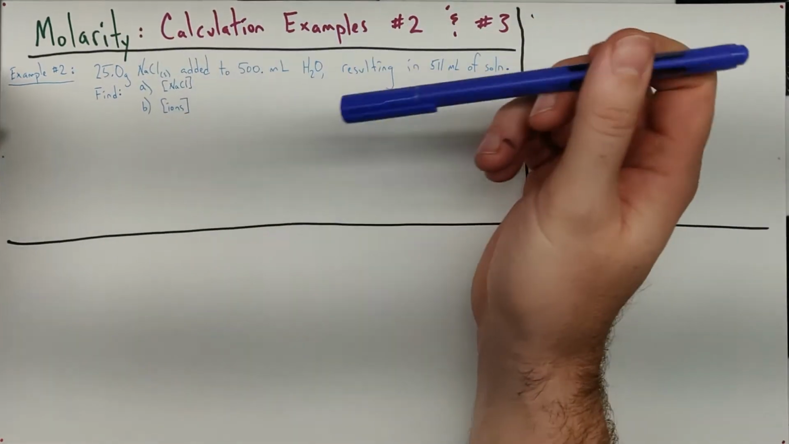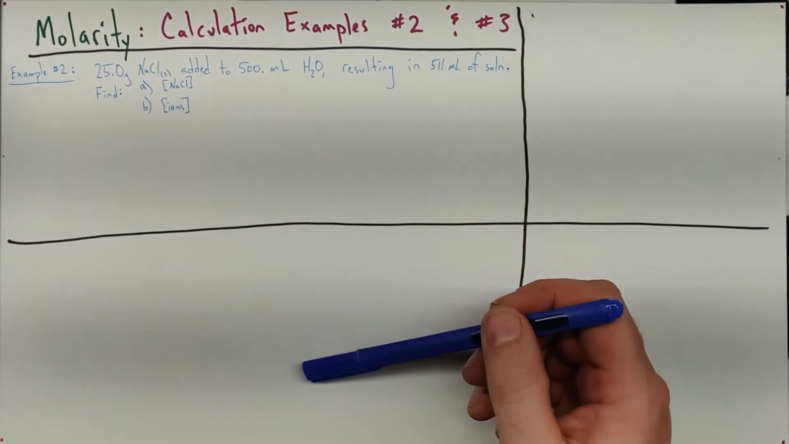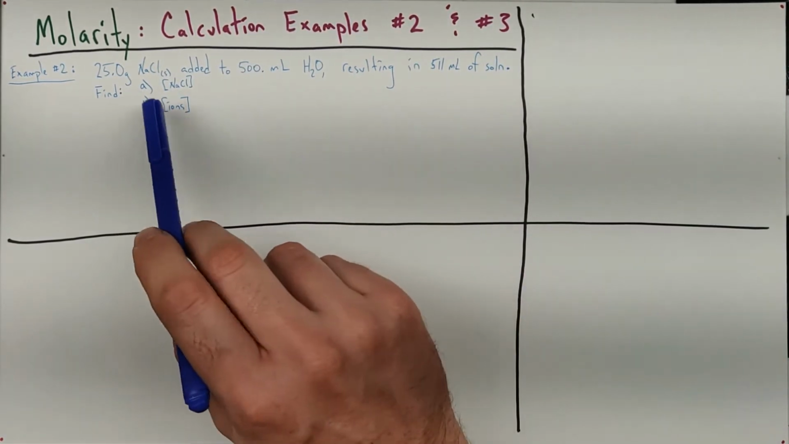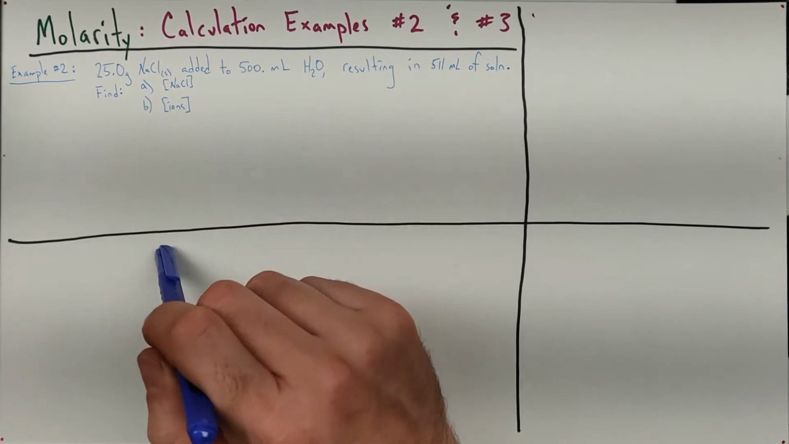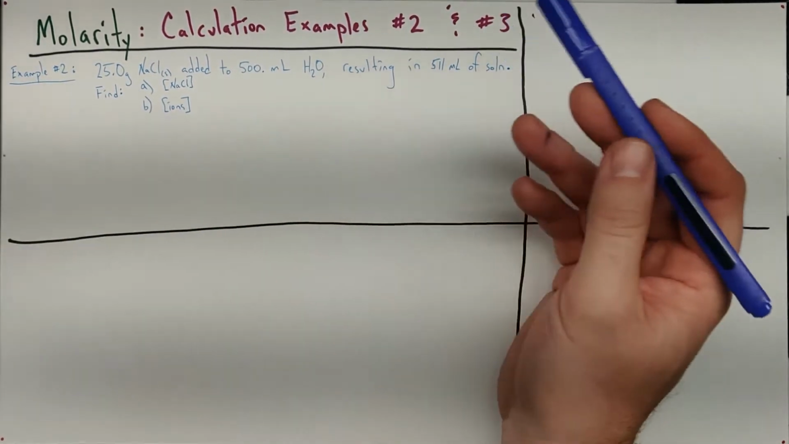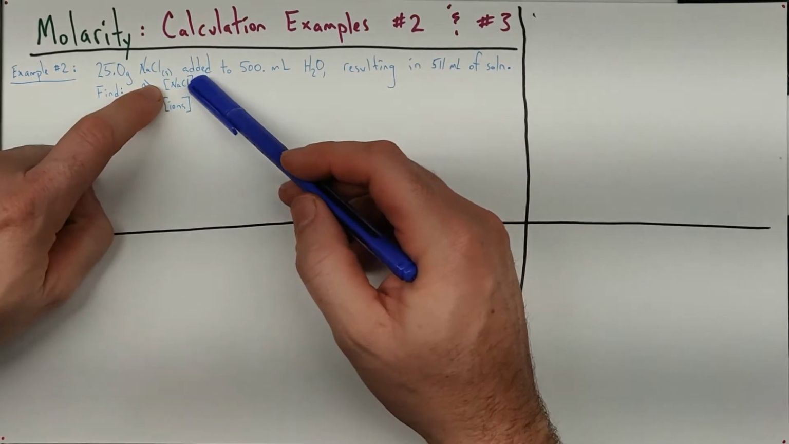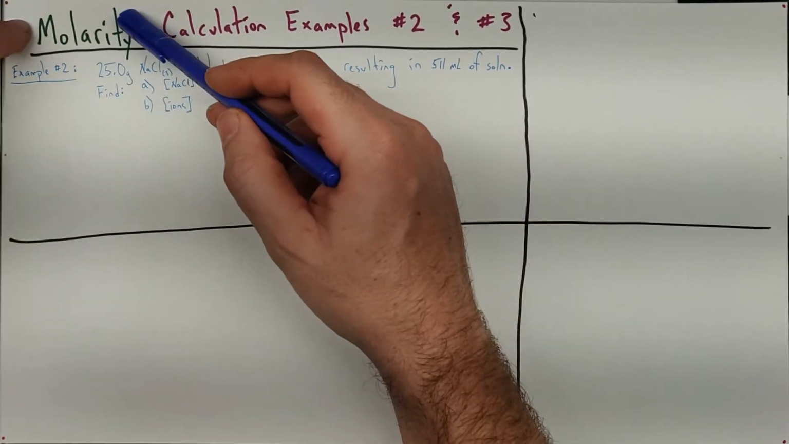Alright, we're going to knock out a couple more quick molarity examples, and these are fairly straightforward. I broke this piece of paper up this way intentionally so that we could deal with part B of each of these separately. For right now, we're just going to approach this blind and say, alright, we're looking for brackets. Brackets implies concentration, specifically it implies a molarity.